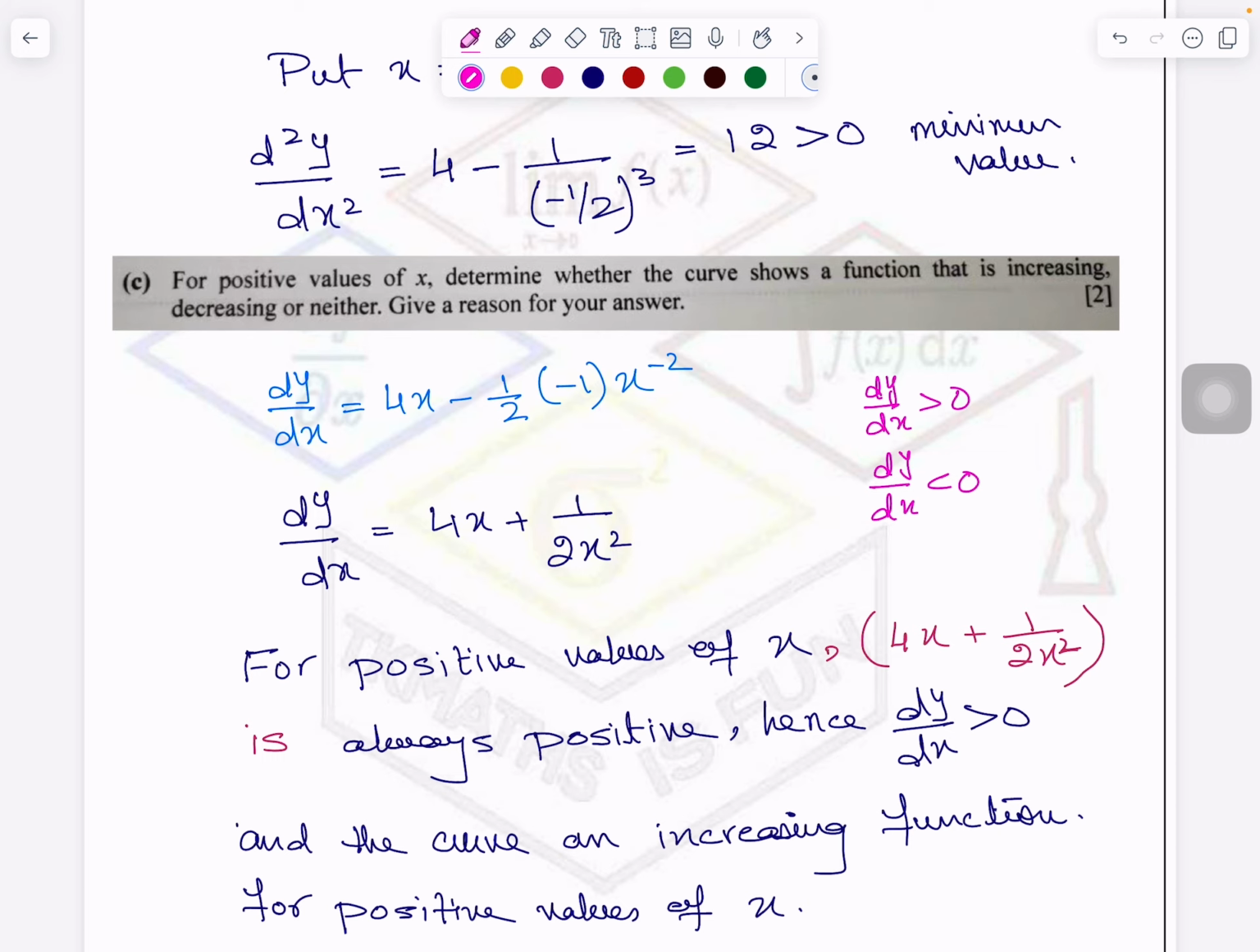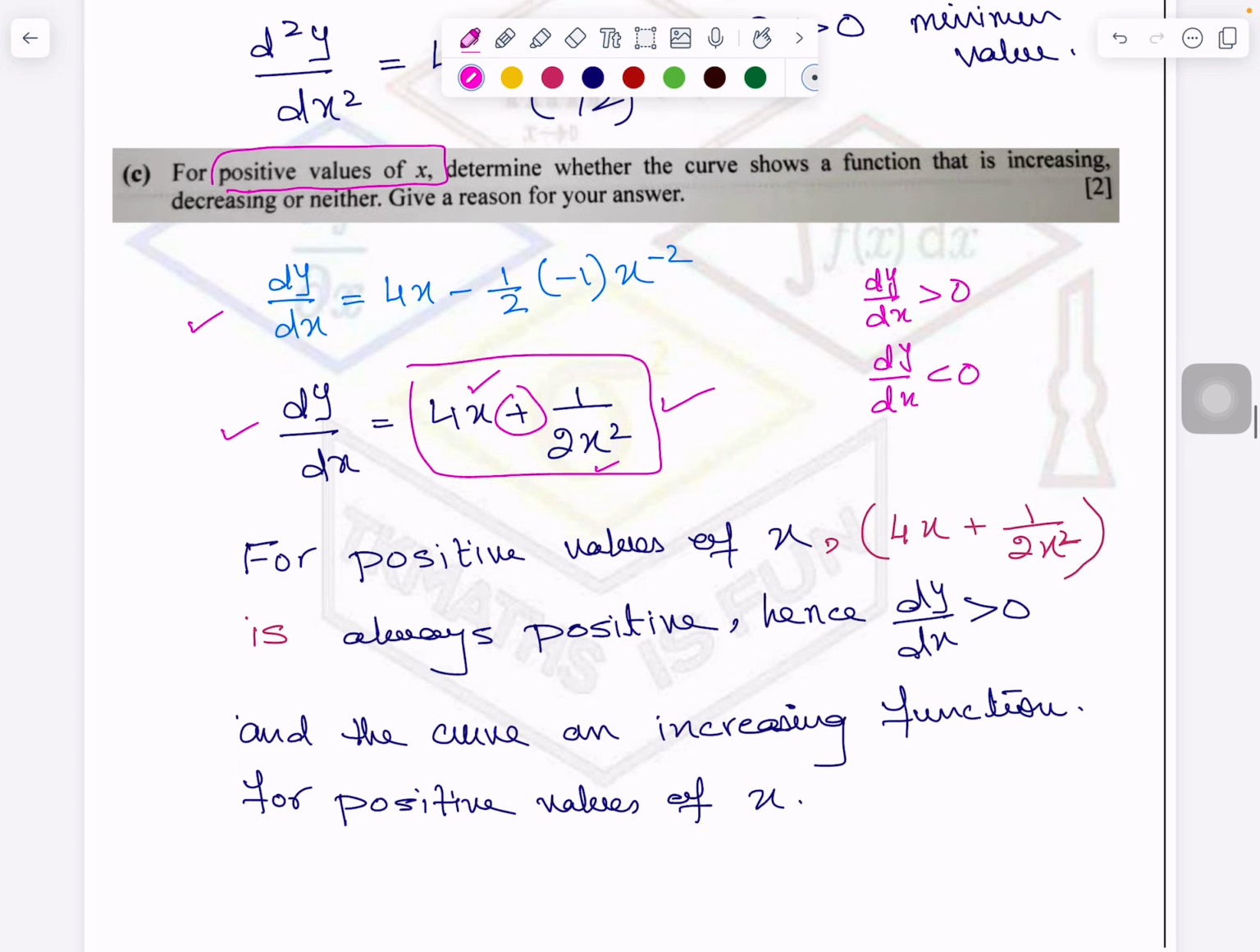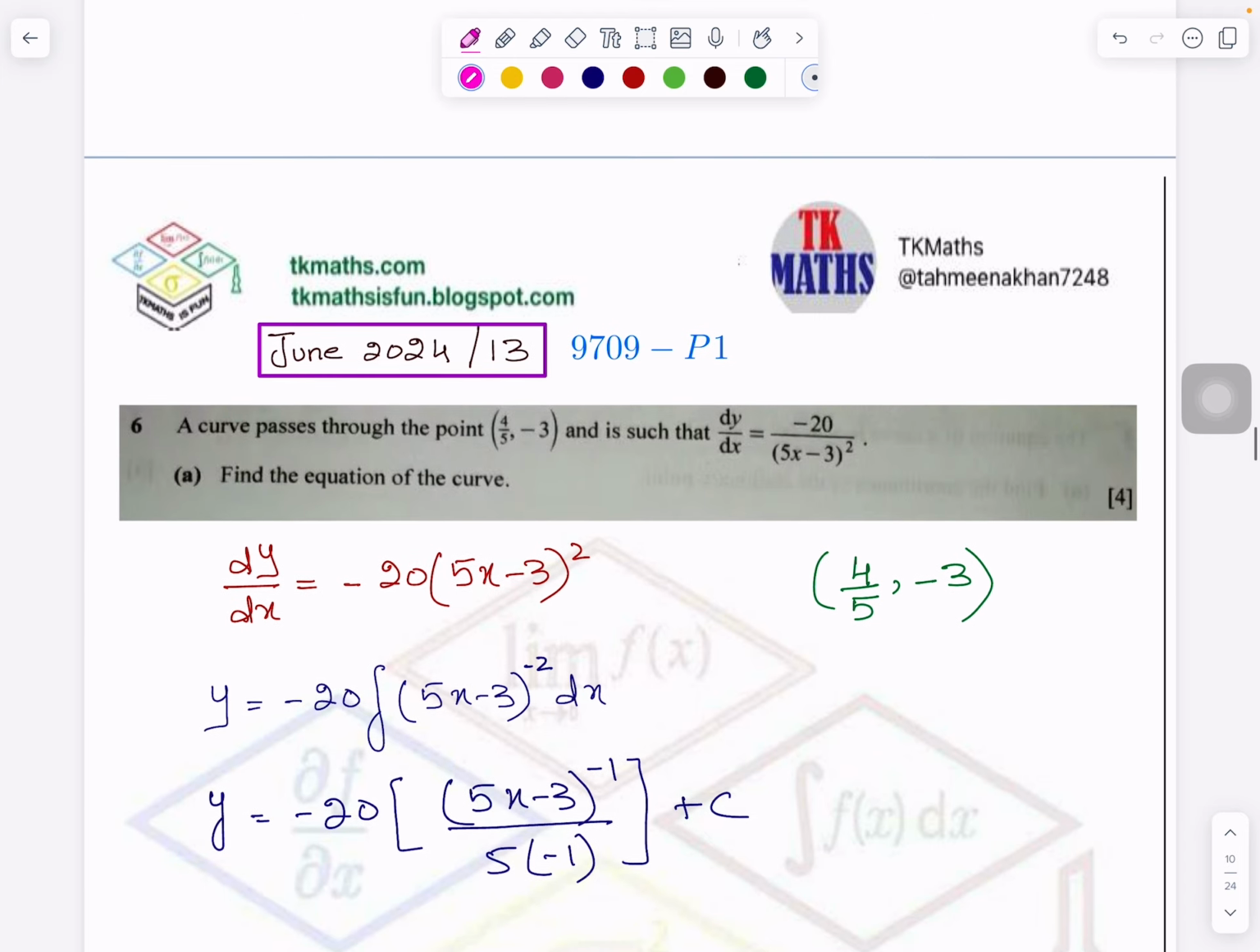So if you see here, when I pick up the first derivative dy over dx, no matter which, because the question is saying positive values of x, here it is written. So if you substitute a positive value here and here, and they are adding up, definitely your overall answer will be positive. It means your dy over dx will be greater than 0. This shows that the curve is an increasing function for all positive values of x.